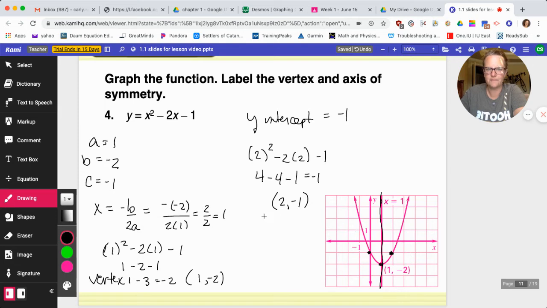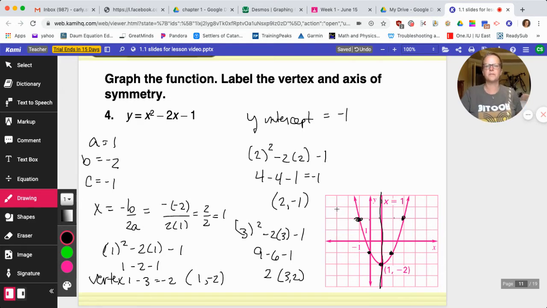Okay, let's try 3. 3 squared minus 2 times 3 minus 1. So 9 minus 6 minus 1. 9 minus 7 is 2. So it would be ordered pair (3, 2). 1, 2, 3, 1, 2. And then reflect it over. So I'm 2 away from the axis of symmetry, I can go 2 more. And then I can draw my parabola. Okay?